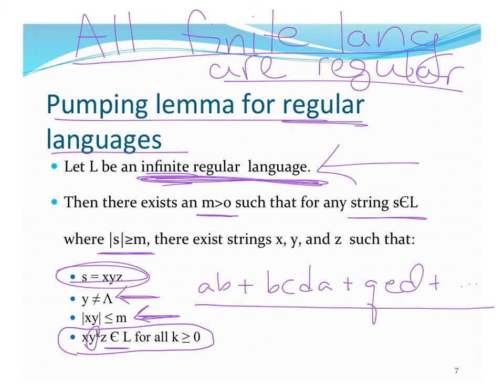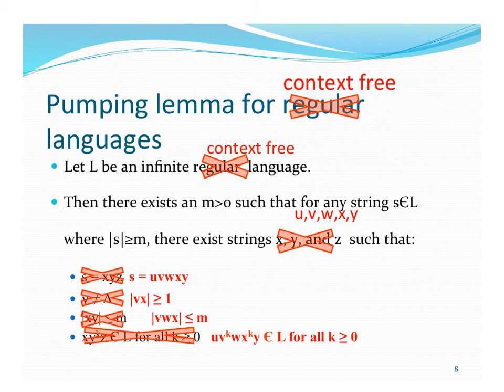So this was the Pumping Lemma for regular languages. And here's the Pumping Lemma for context-free languages. It's written in such a way that you can kind of see the differences here. So of course our language has to be an infinite context-free language, because if it weren't infinite, we know for sure it would be just regular, which means it's context-free. Now, instead of splitting S into XYZ, we are now splitting S into more pieces: U, V, W, X, Y.